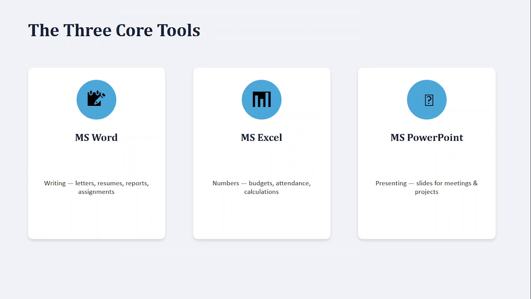So, what's actually inside Microsoft Office? Look at these three. These are the ones you use the most. First is Microsoft Word. This is for writing letters, resumes, assignments, reports, anything that needs text. Word is your place. Second is Microsoft Excel. This one's for numbers, budgets, attendance sheets, and calculation. If data and math are involved, Excel handles it. Third is Microsoft PowerPoint. This is for presentations, slides you show in meetings, school projects, or when you are pitching an idea.